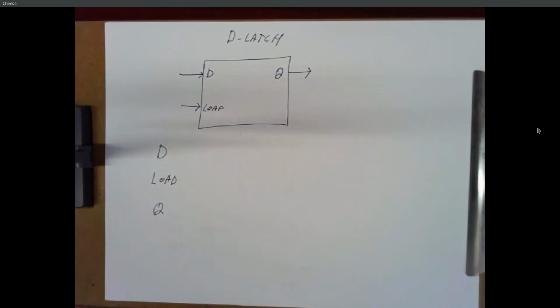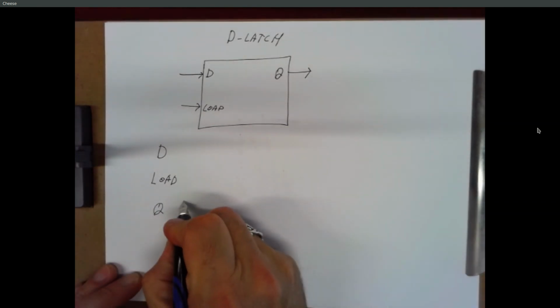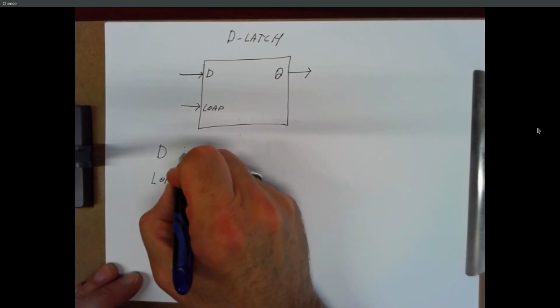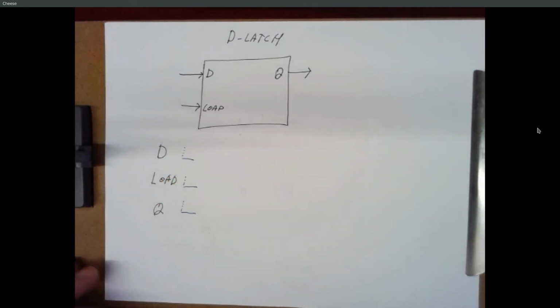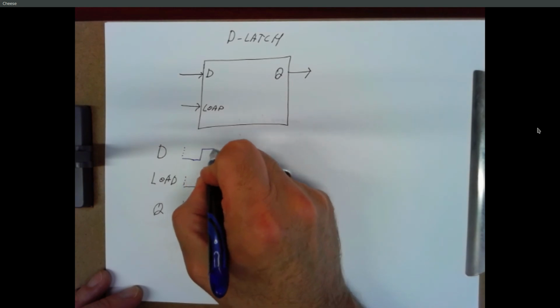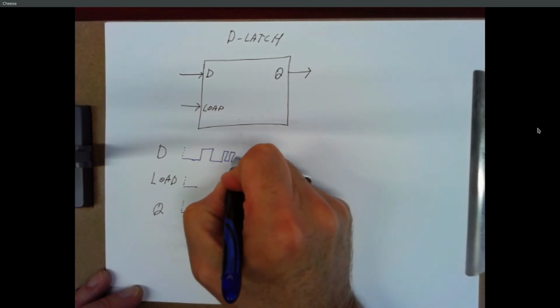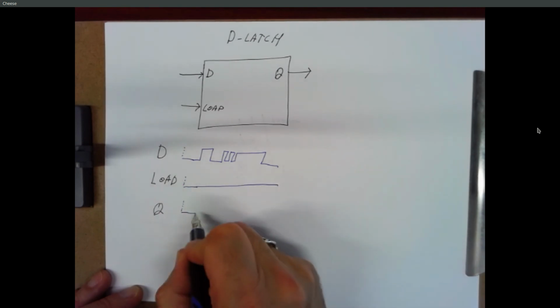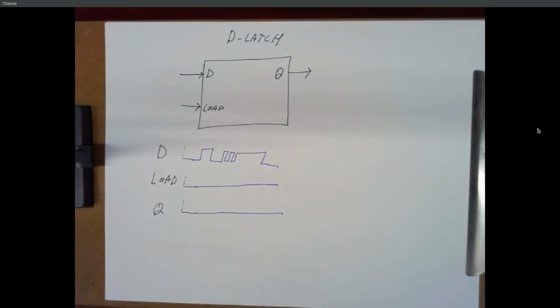So let's say Q is starting off at 0. And let's say our load line is 0. And let's say D is 0. All right, D might go high, it might go low, it might wiggle back and forth, it might be high. As long as the load line is low, Q is totally stable.